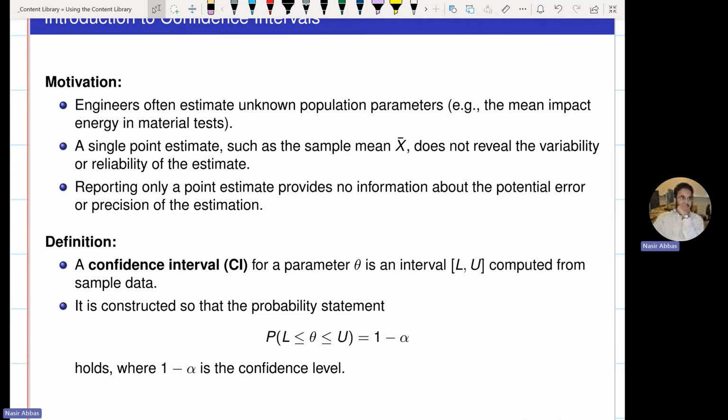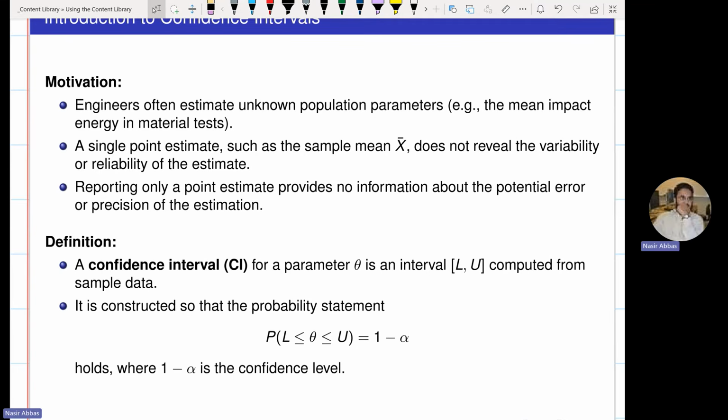Now, engineers often estimate the unknown parameters like the mean using the sample mean. A single point estimate, such as the sample mean X bar, does not reveal the reliability of the estimate, how close your estimate is to the actual parameter. You don't know the actual parameter mu. So what is the reliability? What is the precision of your estimate? X bar will not tell you. How precise is your estimate? What are the chances that your estimate will be close to the actual quantity or not?